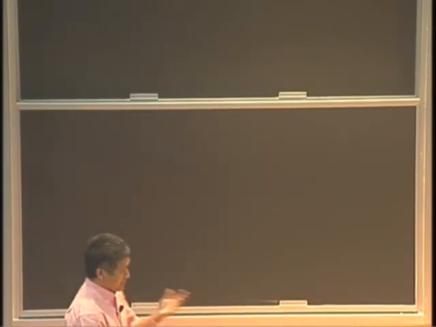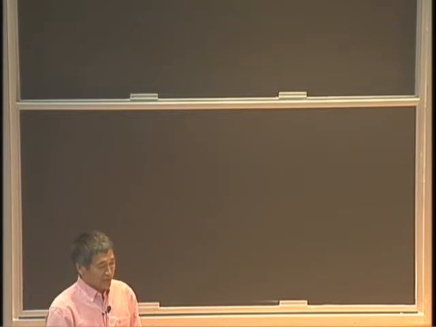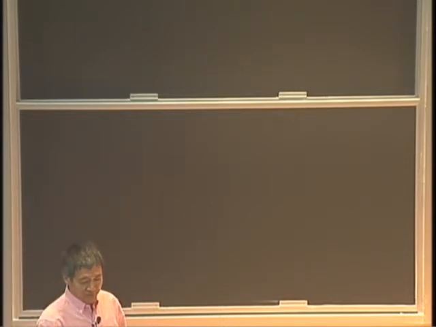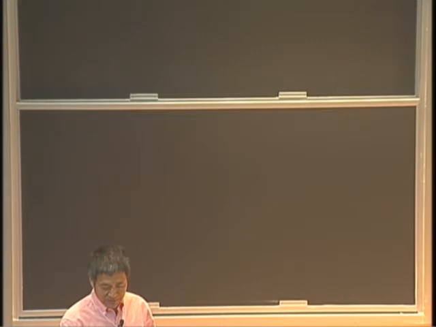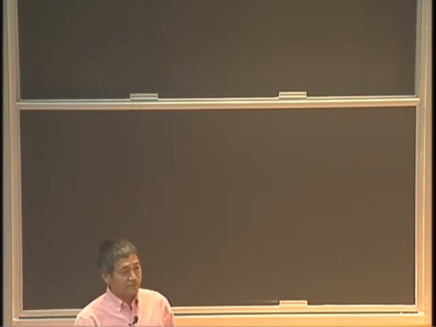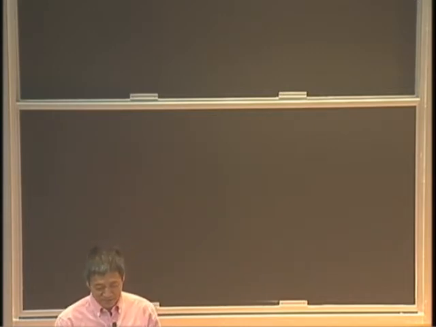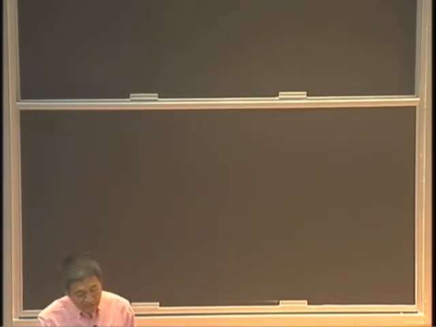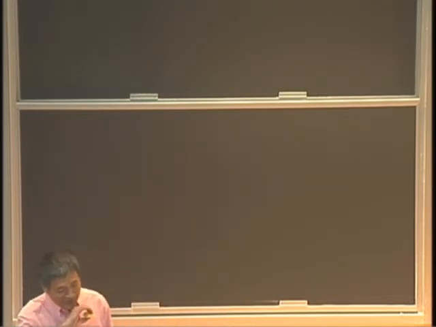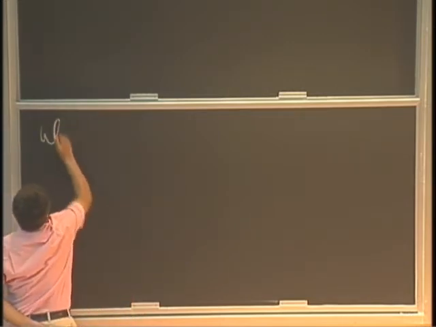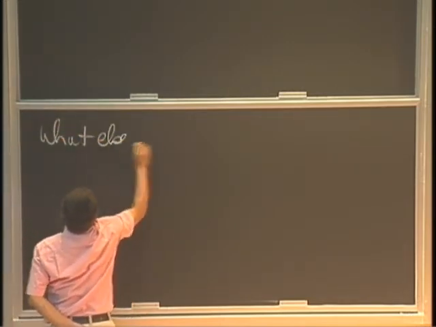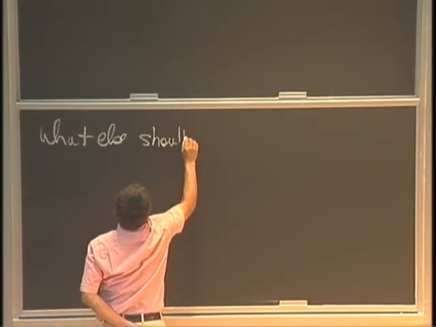So in the last two lectures I described this Gross-Zagier formula for the Heegner points in the elliptic curve or modular abelian variety of GL2 type. I didn't say that, but you can imagine that if the abelian variety is modular of GL2 type, then everything is true the same. So today I'm trying to say something about what else should be true.